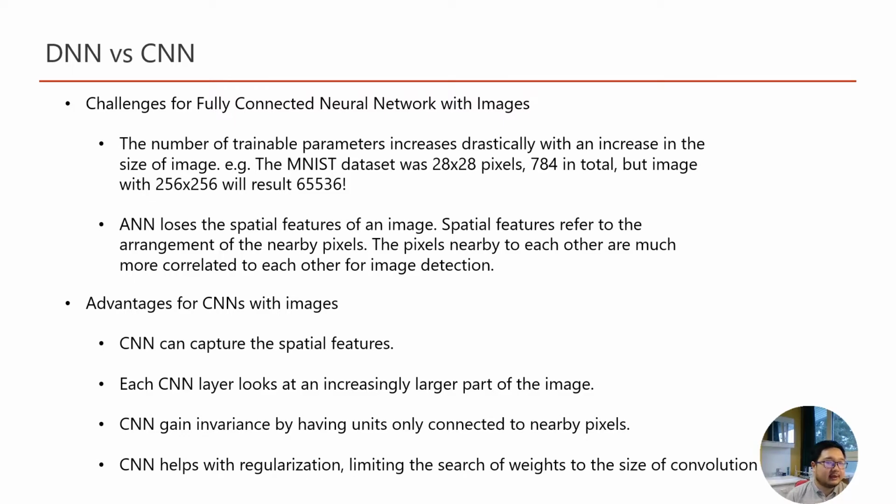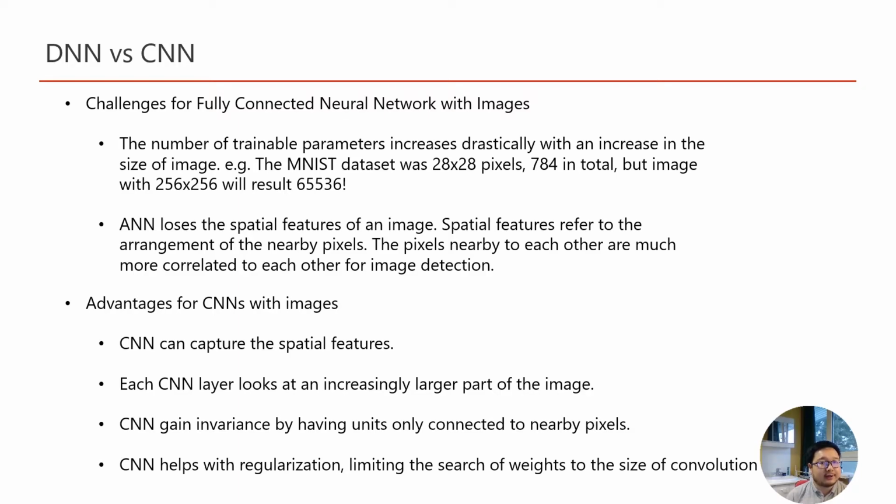Another big limitation of the fully connected neural network is that it can lose the spatial features of an image. Spatial features refer to the arrangement of nearby pixels. In an image, pixels nearby to each other are much more correlated to each other.